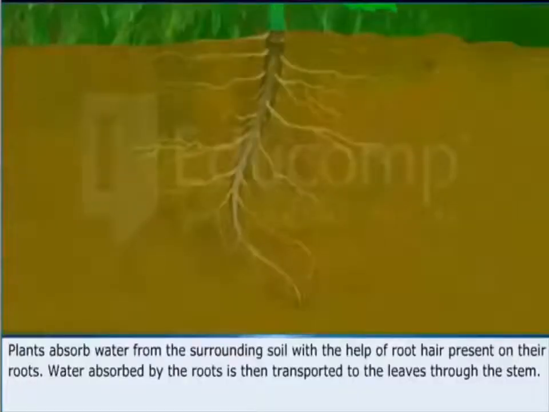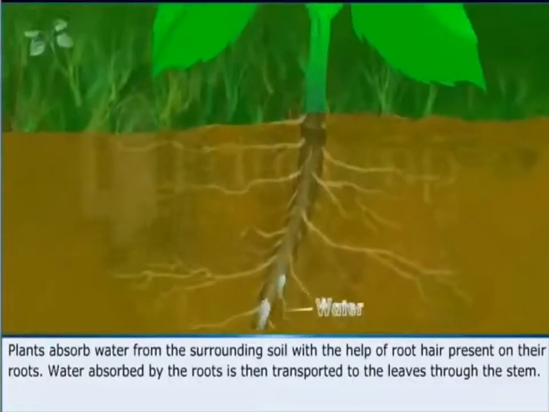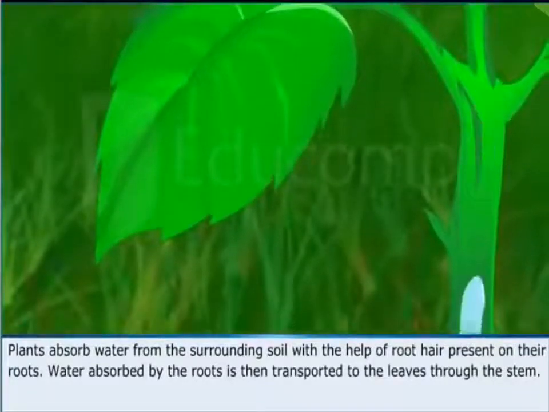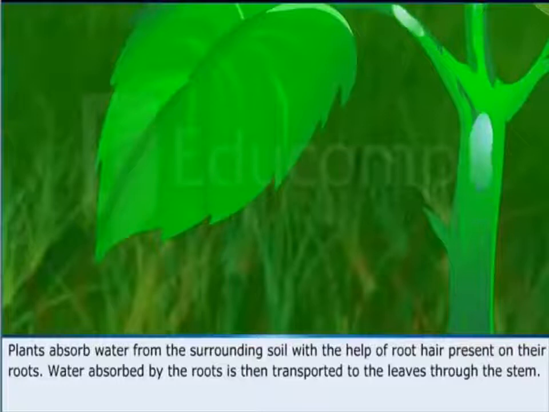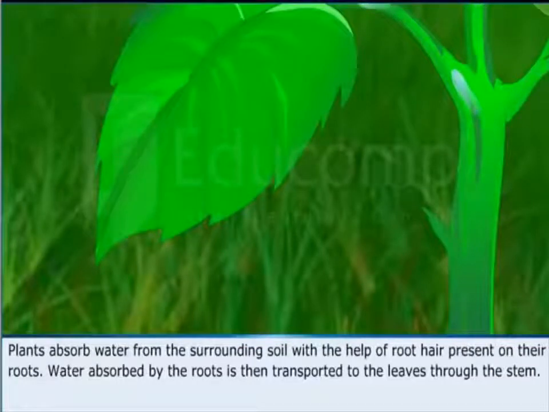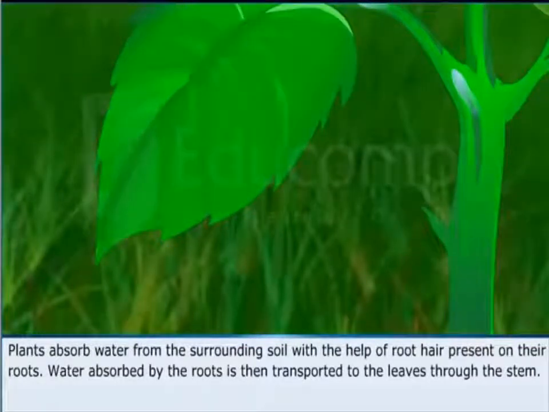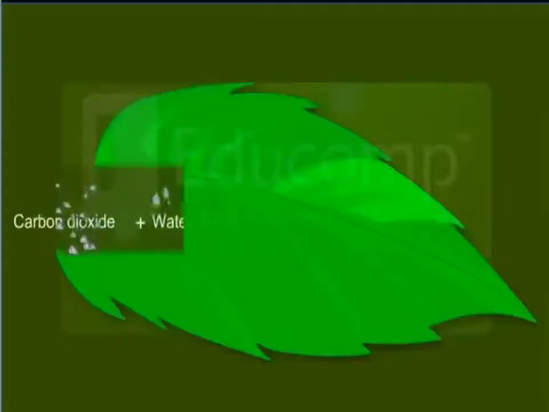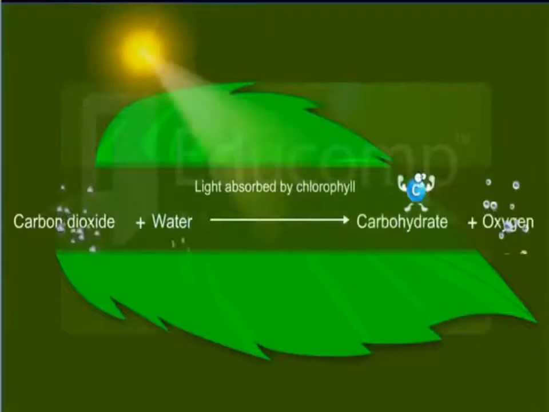Plants absorb water from the surrounding soil with the help of root hair present on their roots. Water absorbed by the roots is then transported to the leaves through the stem. Here is an equation that summarizes the process of photosynthesis.